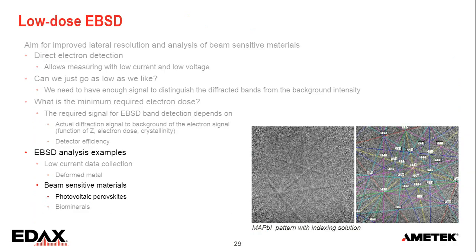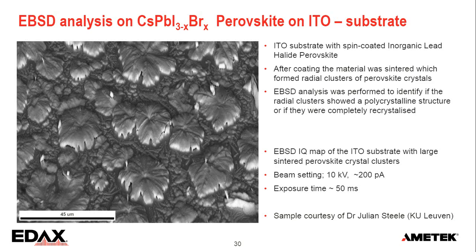Okay, then let's take a look at some more challenging materials. Here I have an example of some perovskites. The pattern you see here on the right is one of those perovskites. This is methylammonium lead iodide. And here we have pretty nice patterns that we can index very well. But that's on a nice flat sample. The sample I have here is inorganic, so we don't have this methylammonium, but it's a lead halide perovskite. And this is an ITO substrate with a coated layer of perovskite that was then sintered.